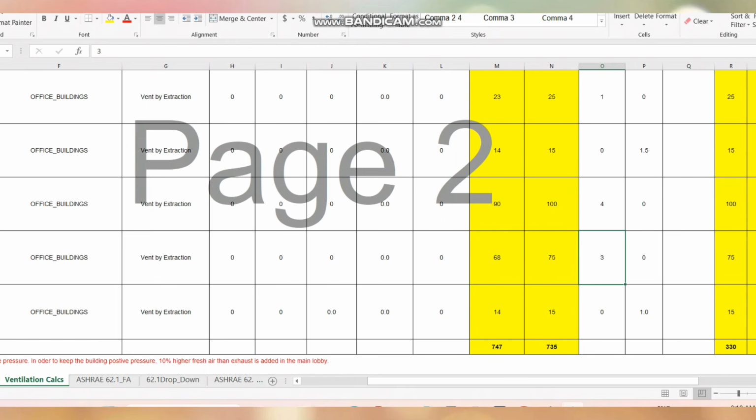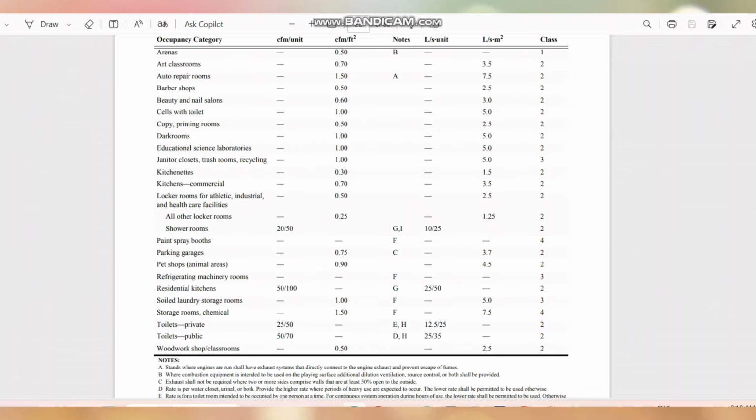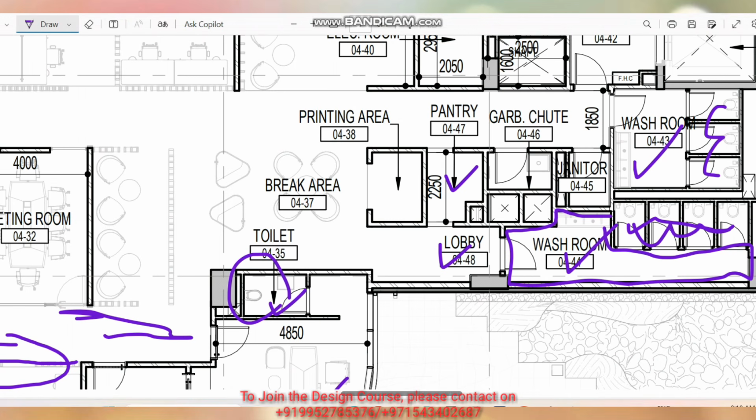So here we have one common question that most of the time you might have seen. For example, let's say that we have this area, 4 water closets, and we have one passage area here. So some people will consider the passage area also for the ventilation from the ASHRAE 62.1. For example, if you go to this one, you can see this cell with the toilet. So this 5 liter per second per meter square, the people will consider for the passage area also sometimes.